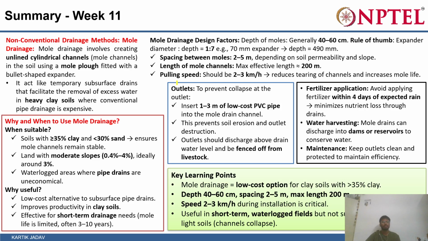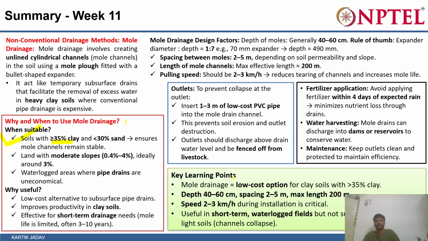Then we have also talked about mole drainage, which is also part of the non-conventional drainage systems. It again has certain criteria where it is suitable. It is like more than 35% of clay, less than 30% of sand. Then the land should have a moderate slope of around 0.4 to 4%, and ideally around 3%. Then you can easily construct this kind of mole drainage system.